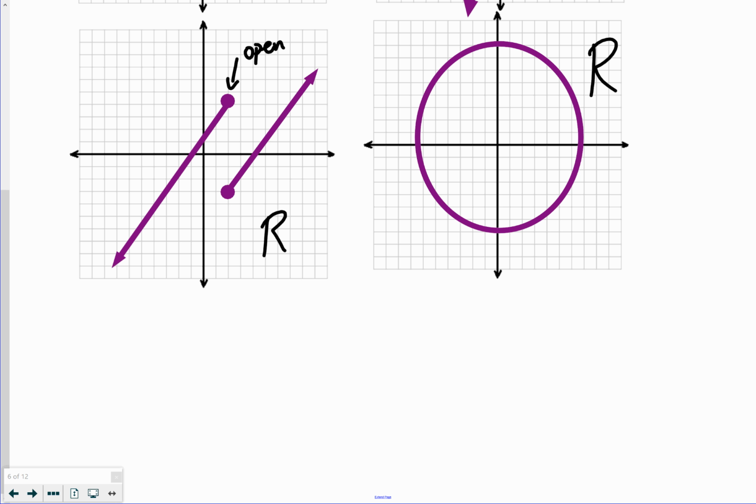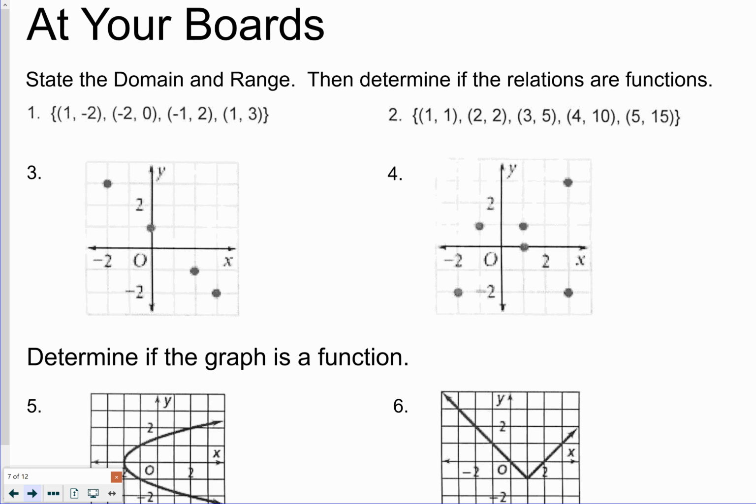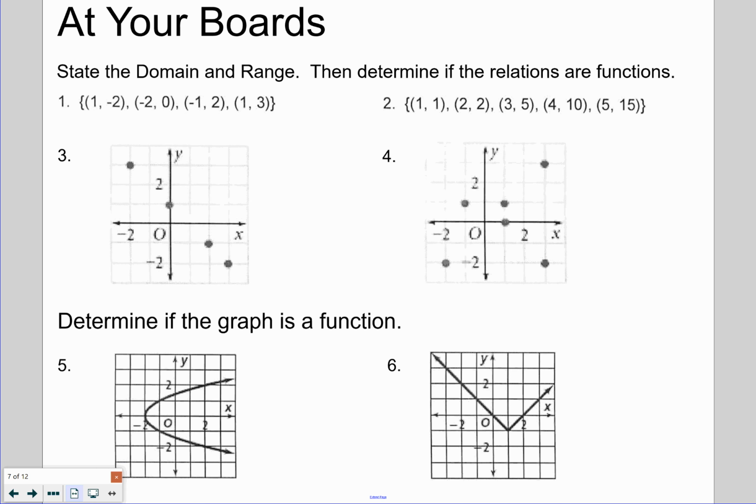Questions on how to do any of this? Domain, range, relation, function, all that. You guys ready to try? All right, you're about to try these right here. Ready? Go!